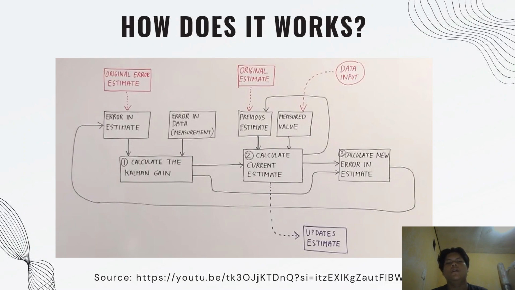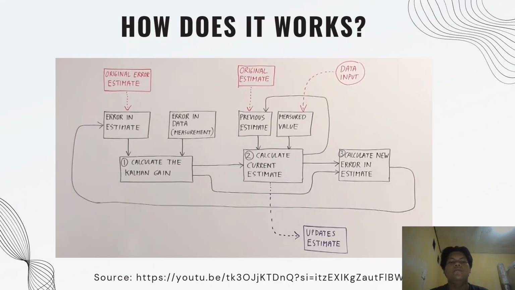So next, how does it work? Firstly, we have three main equations. The first is to calculate the Kalman gain, the second is to calculate the current estimate, and the third is to calculate the new error in estimate. In the first equation, we need the error in estimate, but for the first time we can initialize it with the original error estimate. Next, we also need the error in data measurement. The output will be used in equation number 3 and equation number 2.